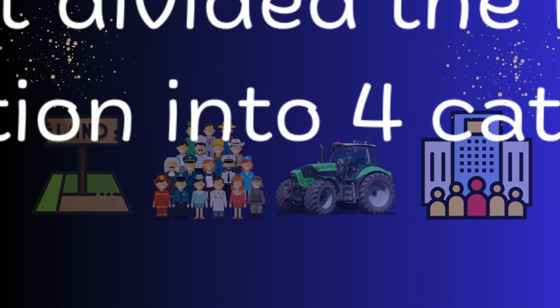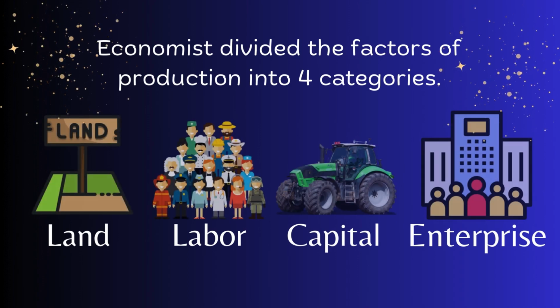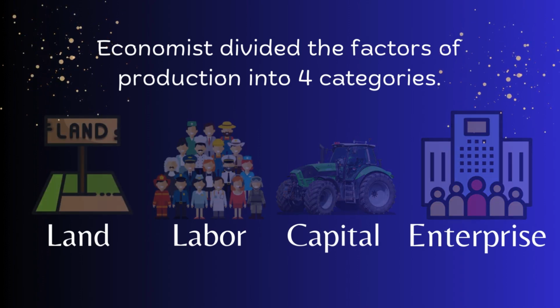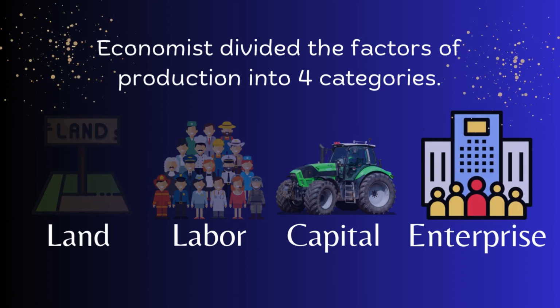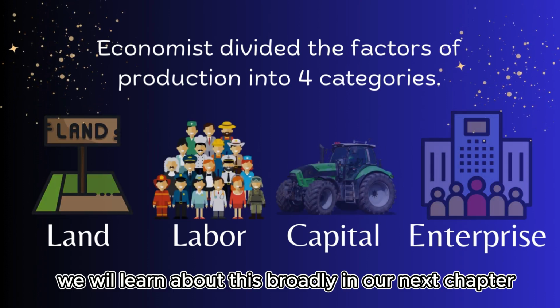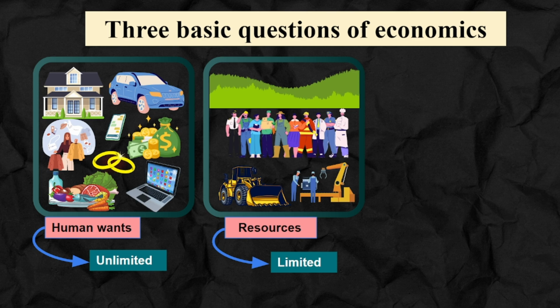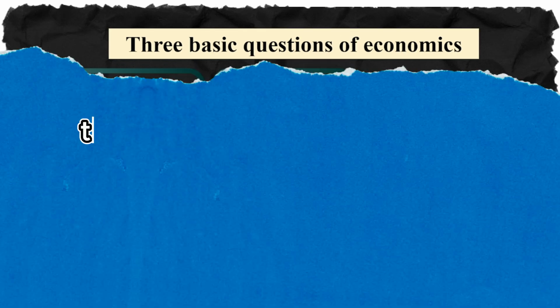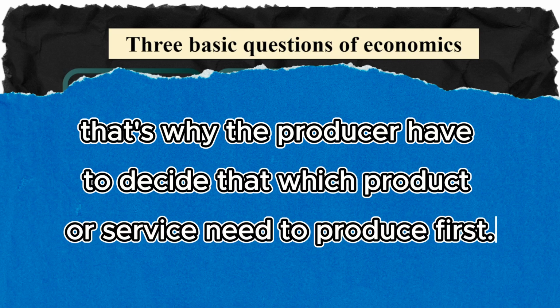The economists divided these resources or the factors of production into four categories: land, labor, capital, and enterprise. So we will learn about this broadly in our next chapter, which is the factors of production. So as you know, the human wants are unlimited, but the resources, the factors of production, are very limited. That's why the producer has to decide which product or service to produce first.